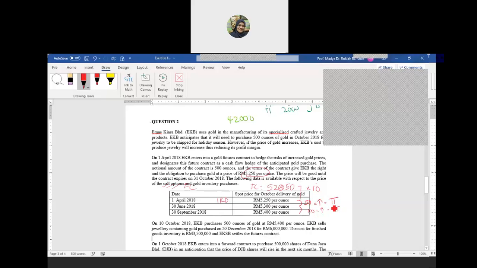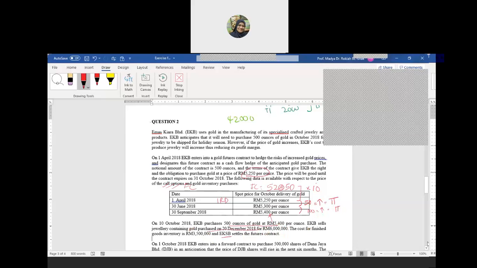On 10th of October, EKB purchased 500 ounces of gold at a price of 5,400 per ounce. Then it sells the jewelry containing the gold on 20th December at the price of 6 million. The cost of goods here is 3.5. And then EKB settles the future contract.